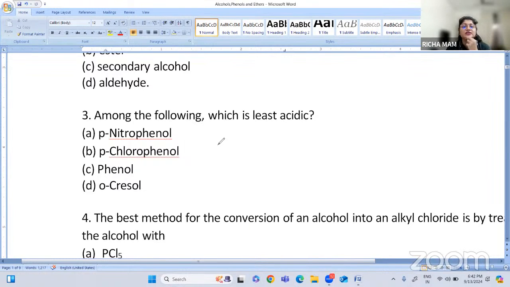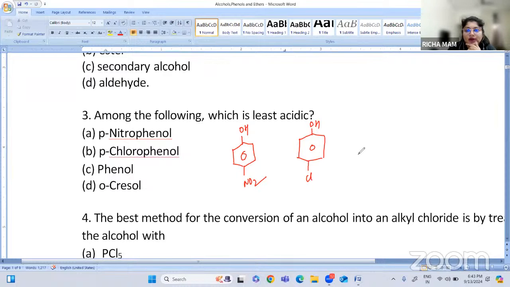Let me write the structures first. Paranitrophenol means a nitrophenol. Let me write phenol first, and at the para position, with respect to the OH group, you have a nitro group. So this is paranitrophenol. Then we have parachlorophenol. Again, same, let us write a phenol, and at the para position you have a chlorine.